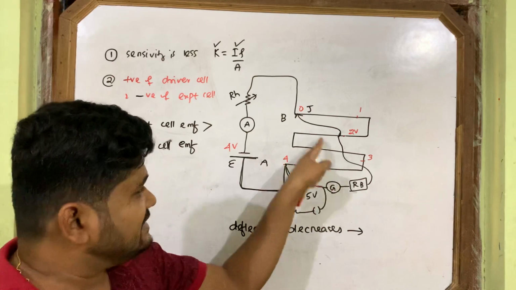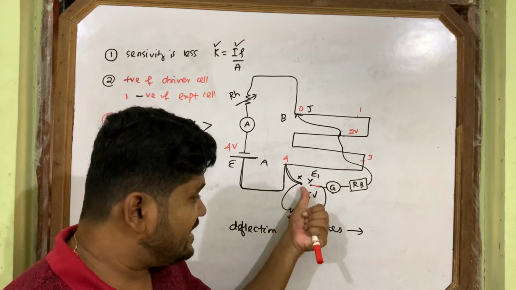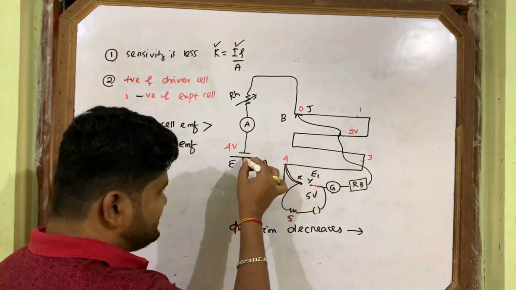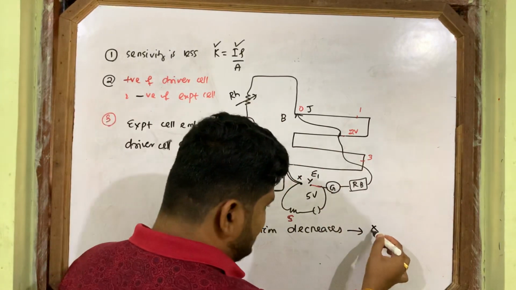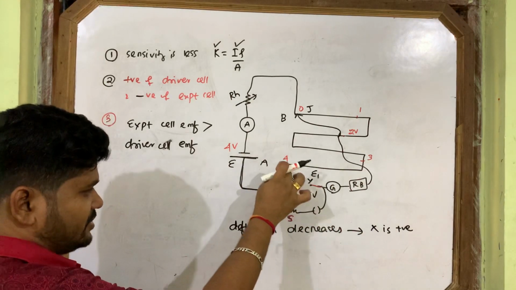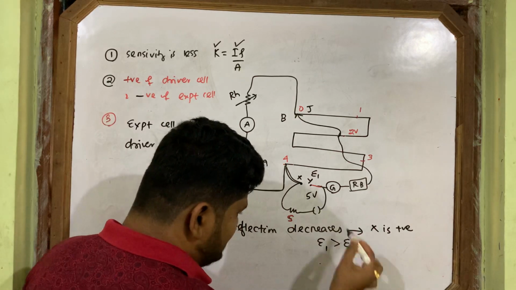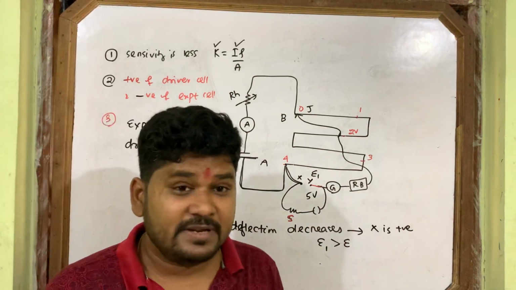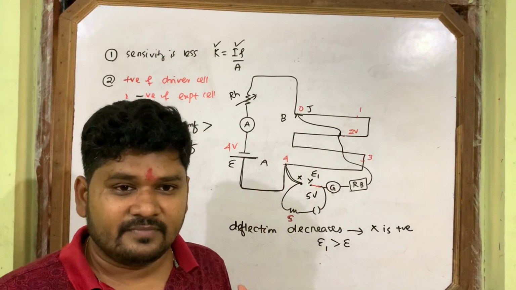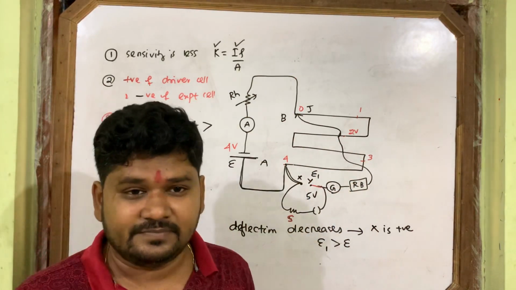Deflection decrease means your connection is correct, but only the cell EMF is more. That means the connection is correct, this positive and this positive are connected. So X is positive, the terminal connected to A is positive, but E1 EMF is greater than E. If deflection decreases as we go towards B, it wants to be 0, but it cannot because your cell EMF is more.